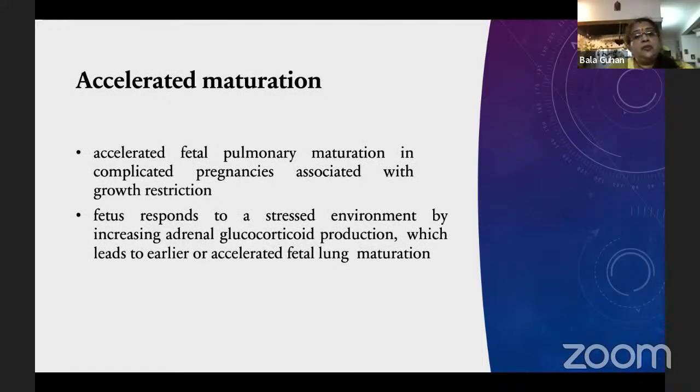In growth-restricted fetuses, there is accelerated lung maturity. The pulmonary functions are accelerated, and the fetus responds to a stressed environment by increased adrenal glucocorticoid secretion, which leads to accelerated fetal lung maturation.